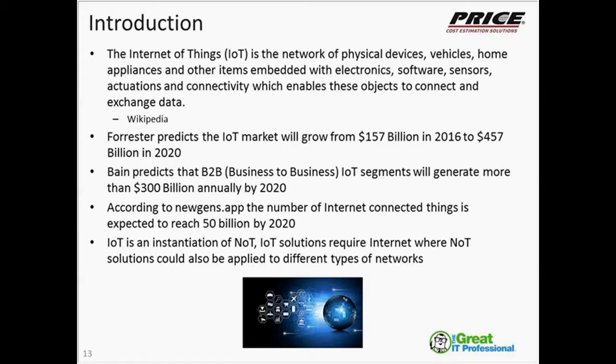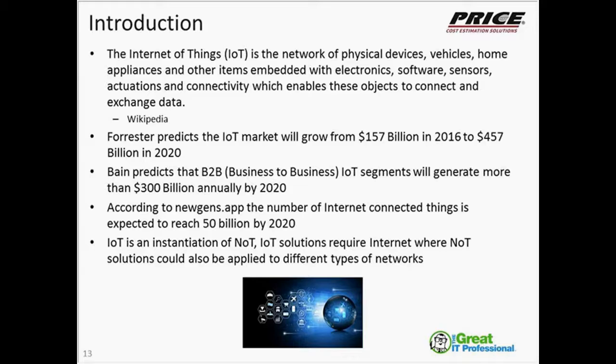So the Internet of Things is the network of physical devices. So things like homes and cars and appliances, things like your activity tracker. And these devices are embedded with electronics, software, sensors, actuators, and they have connectivity which enables these objects to connect and exchange data.